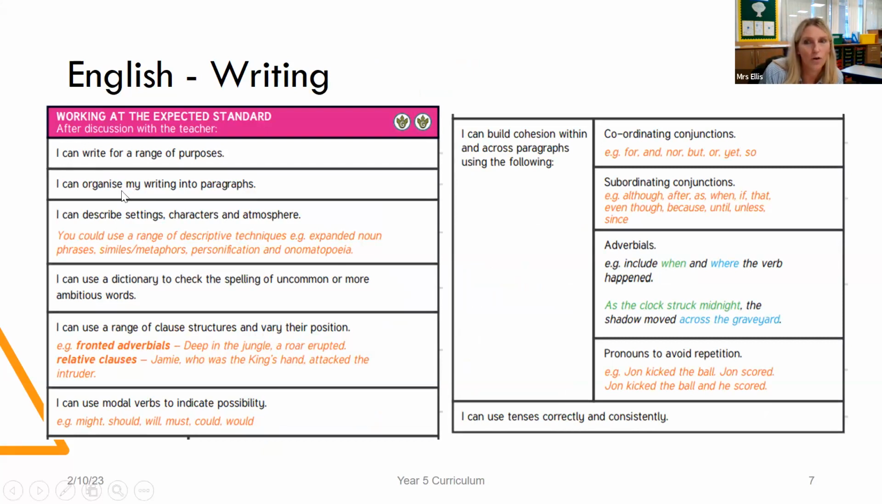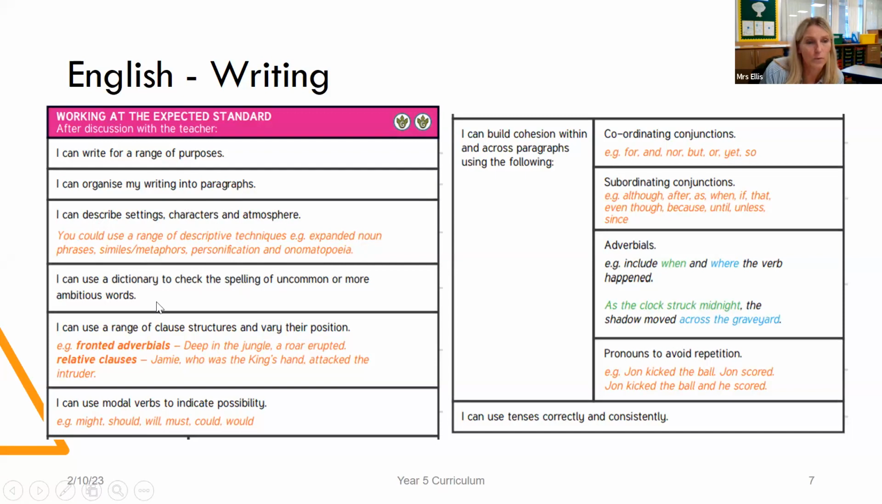We expect them to organise their writing into paragraphs, so that builds on from what they've learned in Year 3 and Year 4. We expect them to be able to describe settings, characters, and create atmosphere in their writing. So we've been doing that last week, where we were writing a setting description about the top of Mount Everest. So we were trying to get the children to use expanded noun phrases, similes, metaphors, personification, and onomatopoeia. So we did that all last week. So the children are already being exposed to that element of their writing.